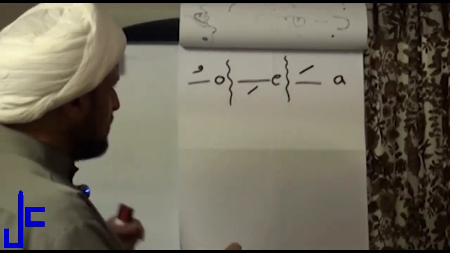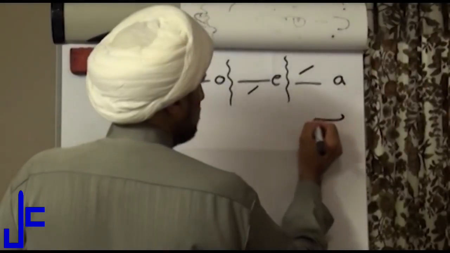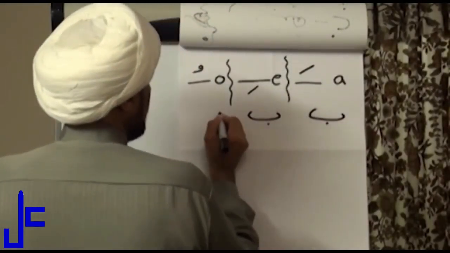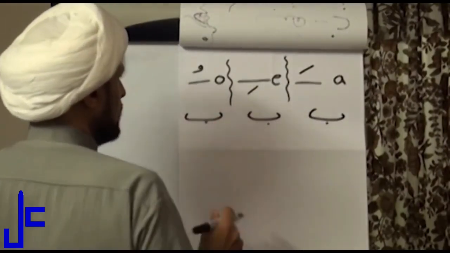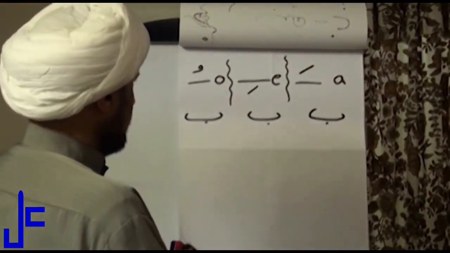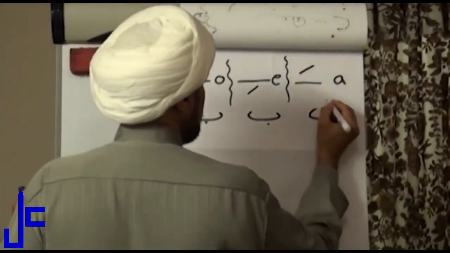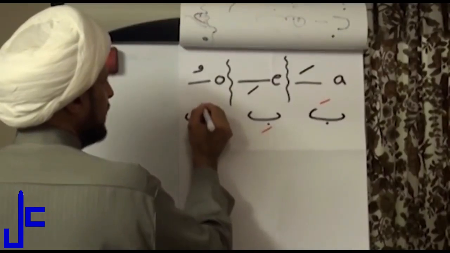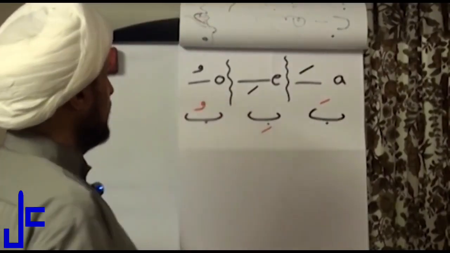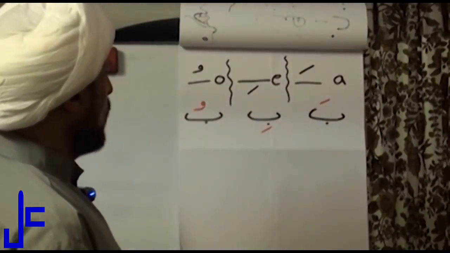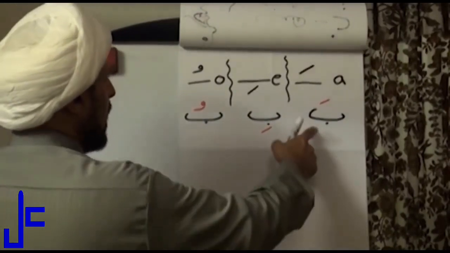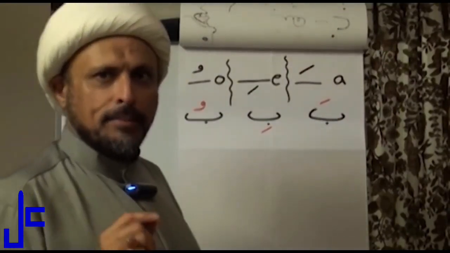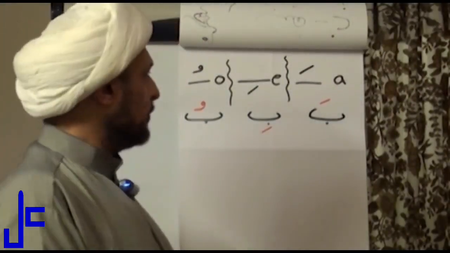If you want to write an example, we'll write ba here. If we put the sign above the letter ba, below the letter ba, and then this circle like a small wow, O. So ba, bi, bo. A, E, O.